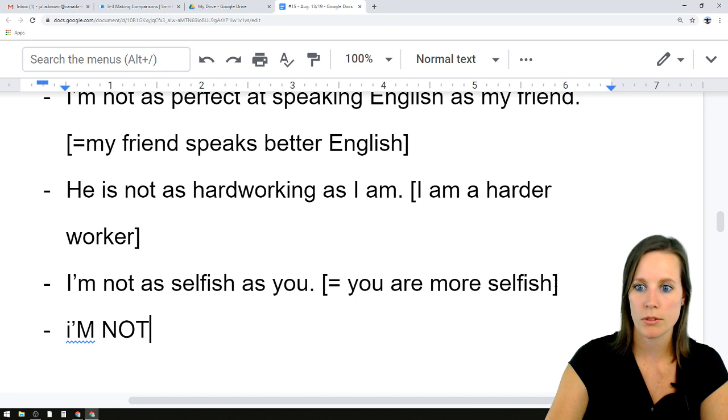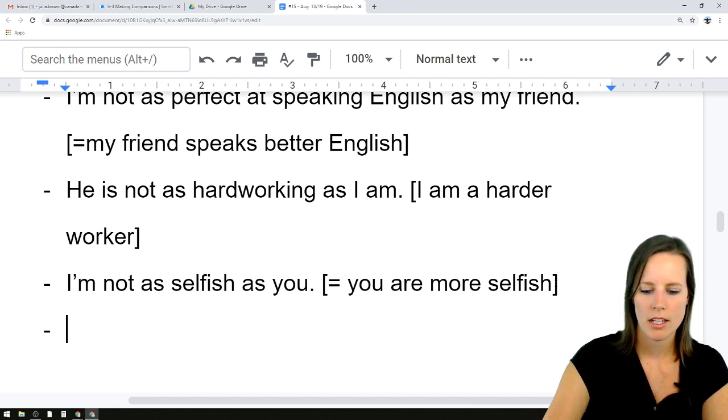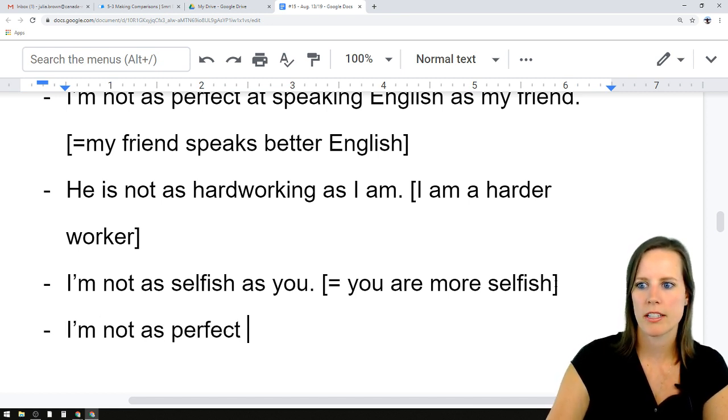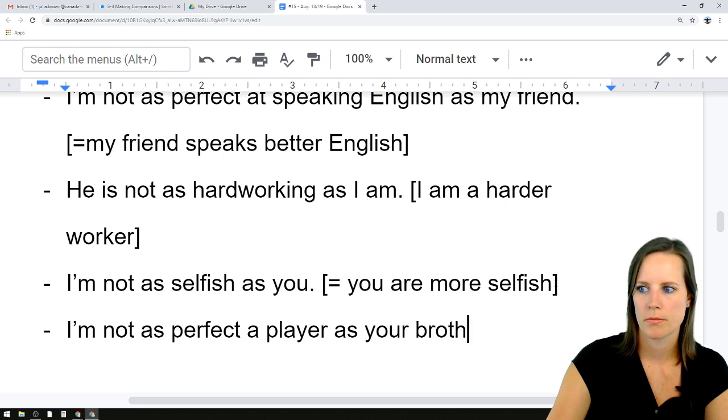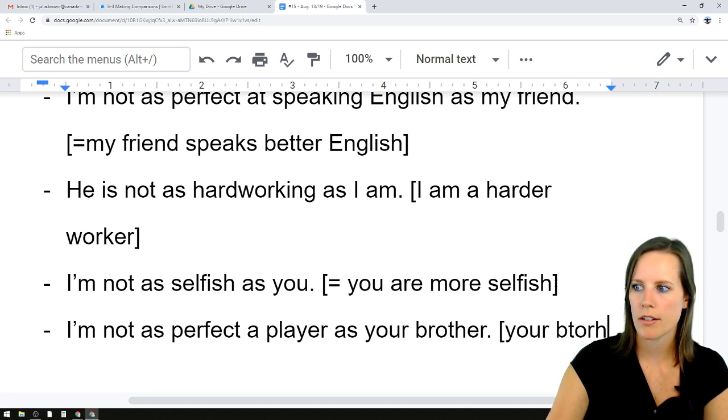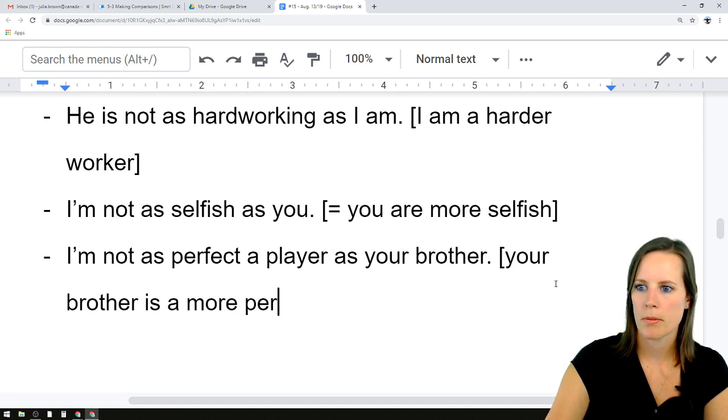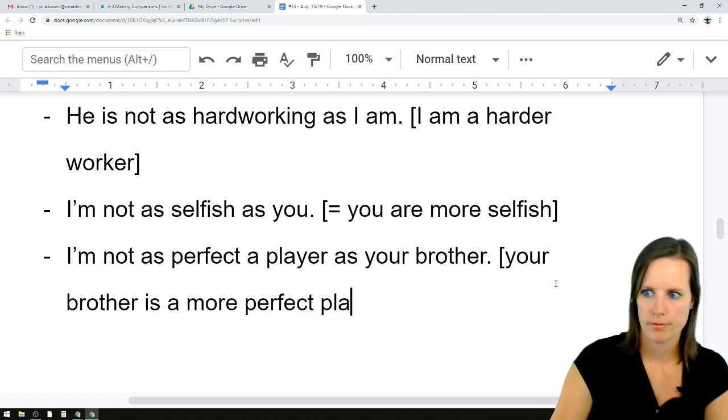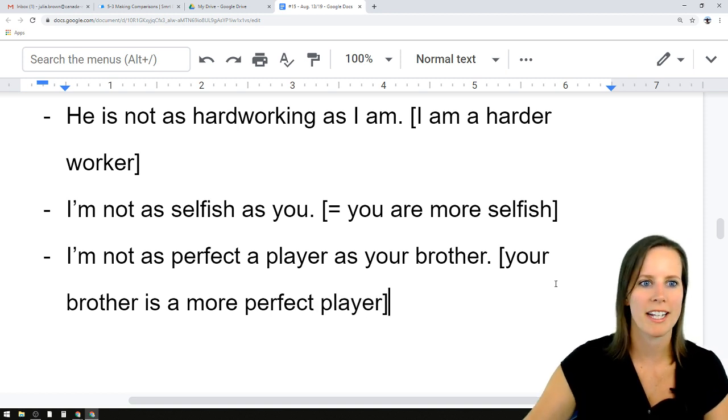I'm not, capitals. I'm not as perfect a player as your brother. Good. This means your brother is a more perfect player. Okay, good.